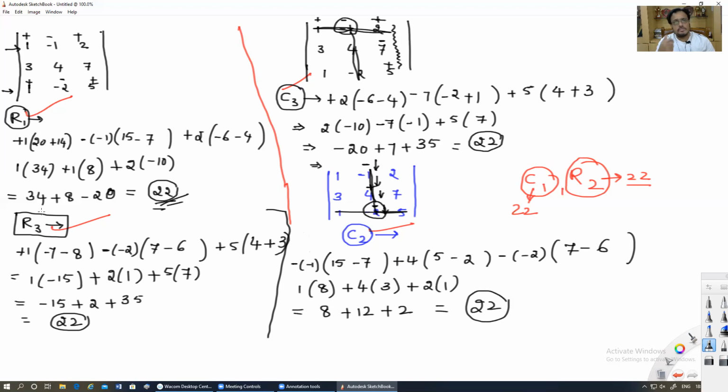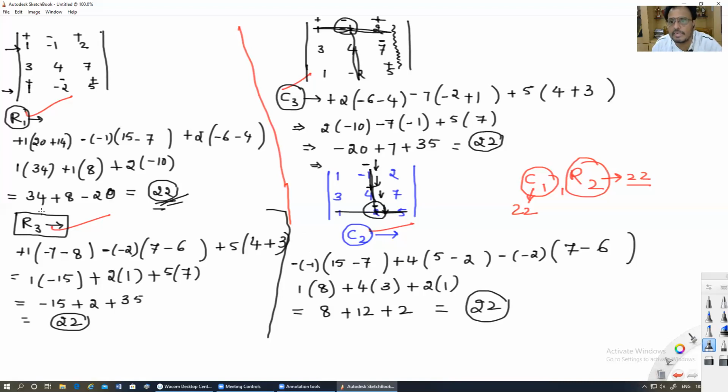Why? Because the determinant of any matrix is always important. In matrices, it will be helpful for you to find the inverse of a matrix, the solution of linear equations by using the matrix method, and the solution of equations by Cramer's rule, the determinant method. So many methods are there. In that, determinant is always important. Without determinant, it's very difficult to find the inverse of a matrix. So this you can practice.